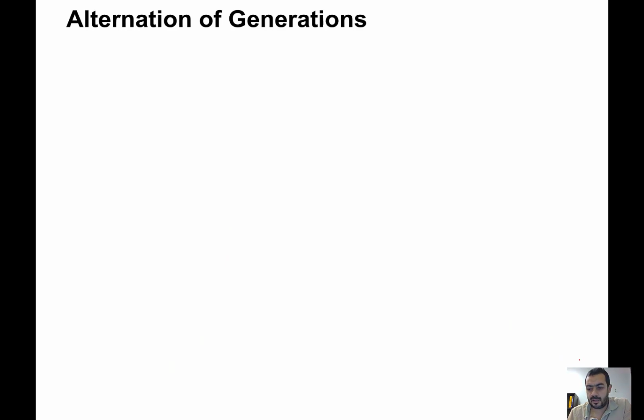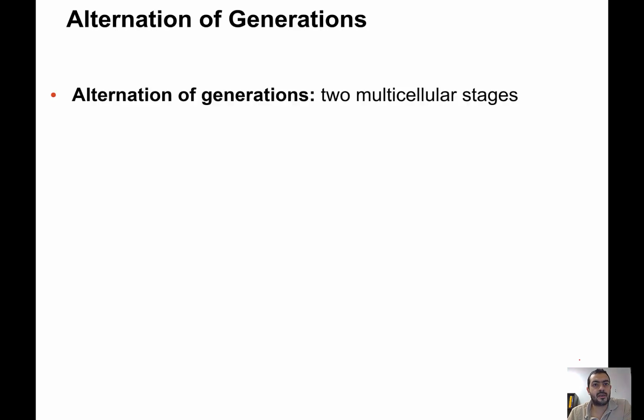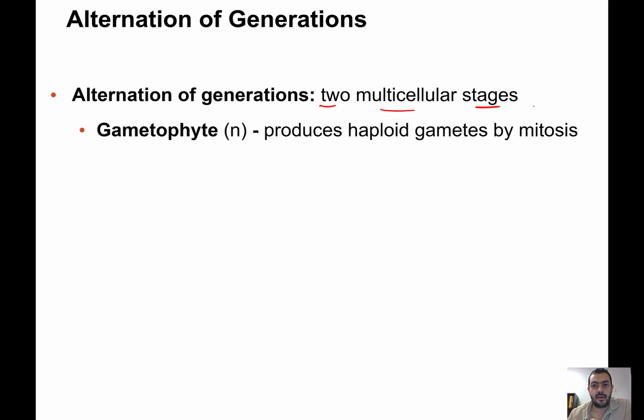So after highlighting these concepts, let's go back to the first derived trait. This is the alteration of generations. So we have two multicellular stages in land plants. The first one, we call it gametophyte. As a side note, whenever you see this suffix phyte, it refers to a plant. So gametophyte is a stage in plants.